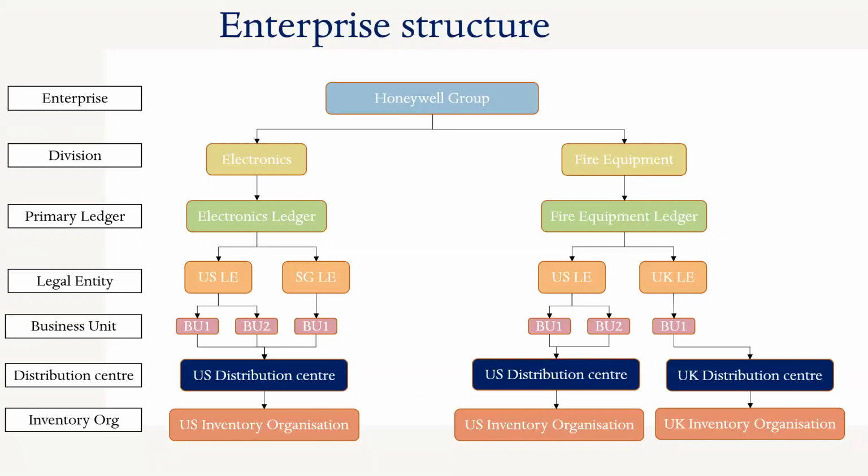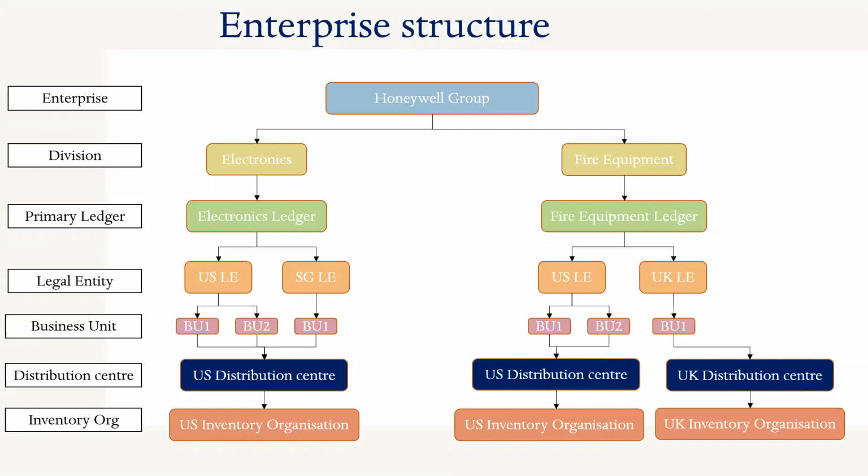Then we have the distribution center. Again, this is a new concept in Fusion, where the distribution center is used for reporting purposes. A distribution center is nothing but the place from where the items are dispatched. It helps an organization understand how material transactions are happening, whether profits occurred in this particular distribution center, and all those things. Here, for example, I have taken that both the US and Singapore have a single distribution center.